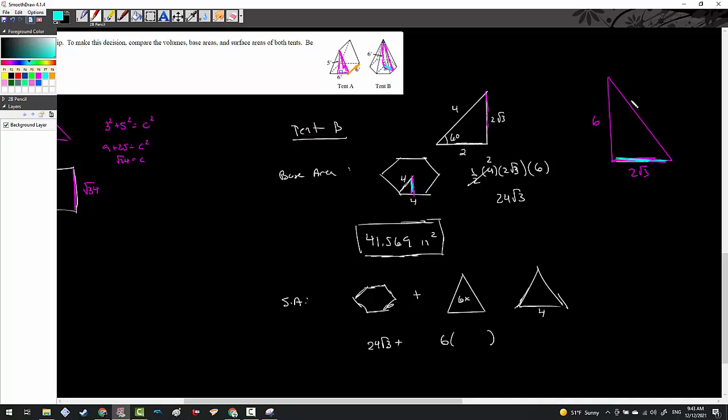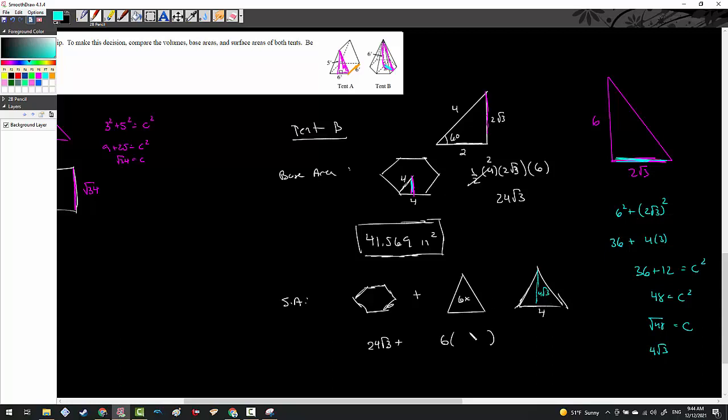So I've got to use the Pythagorean theorem to find out the slant height here. So that's going to be 6 squared plus 2 rad 3 squared. That's 36 plus 4 times 3, which is 12. So 36 plus 12 equals c squared. So 48 equals c squared. So c equals the square root of 48, or 4 rad 3. So that is the height of this triangle right here.